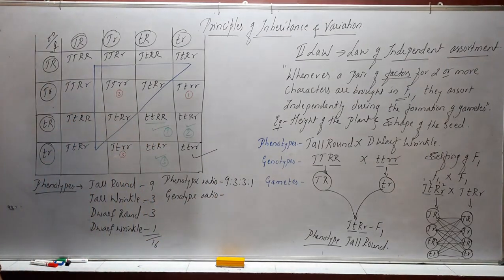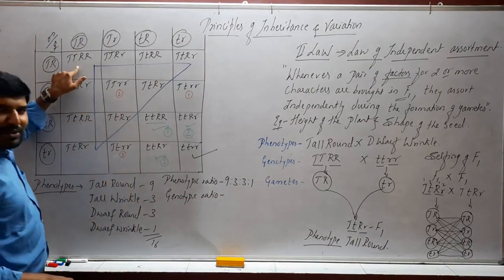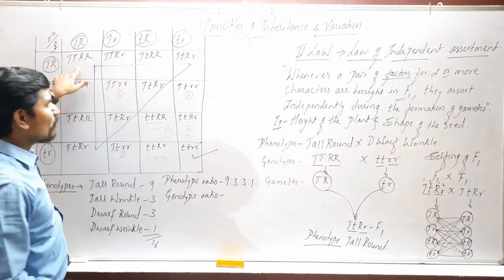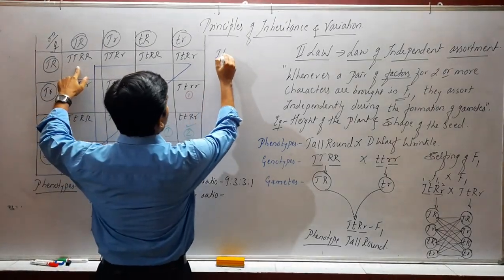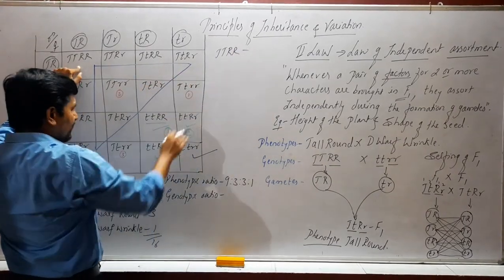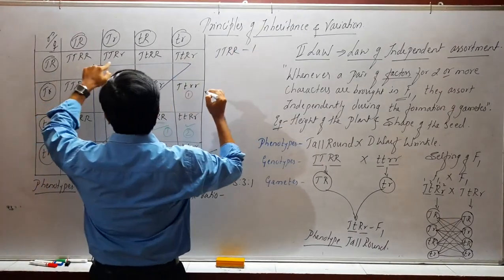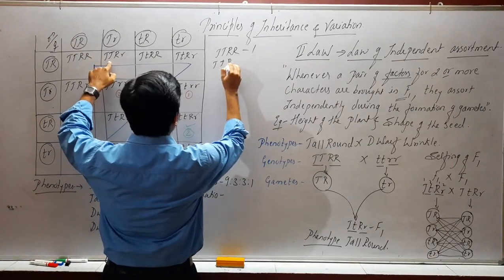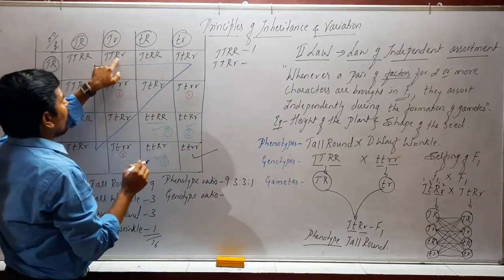Now how is the genotypic ratio written? Genotypic ratio is written based on the genes only. What we have to do? We have to write a capital T, capital T, capital R, capital R. Look at this first box, then count them. Out of the 16 boxes, it is only 1. Then go to the next one, capital T, capital R, small r. Count them. This is 1.